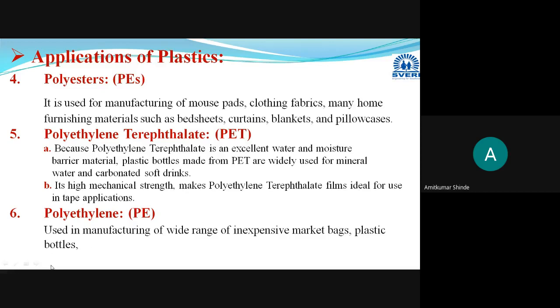The plastic bottles which have a higher cost will be manufactured with the help of PET, that is polyethylene terephthalate. And the low cost plastic bottles can be manufactured with the help of this polyethylene. Some plastic bags can also be manufactured with this polyethylene. Whichever bags we use in our day-to-day life while buying and carrying vegetables, all those bags are made up of this polyethylene. Okay.